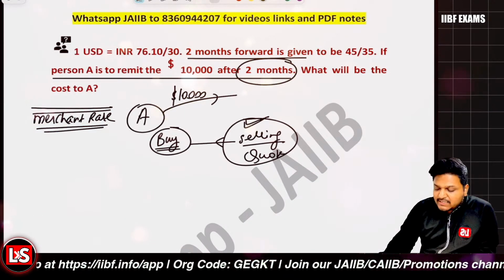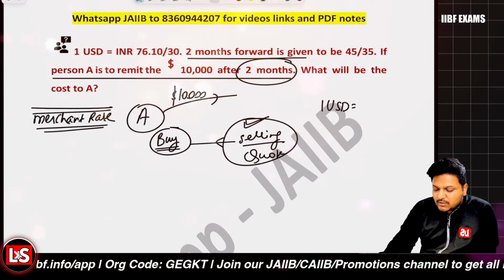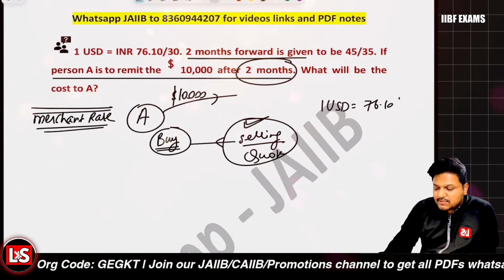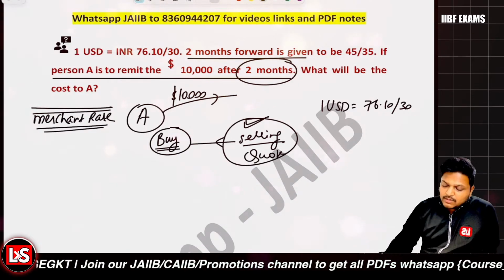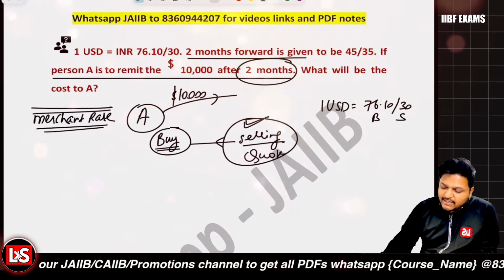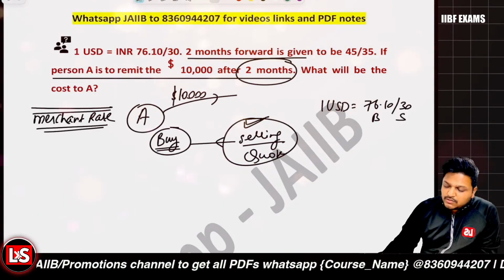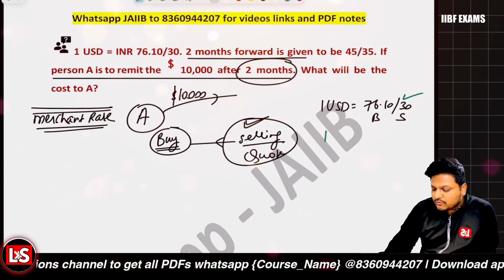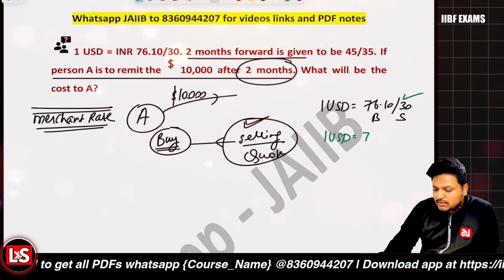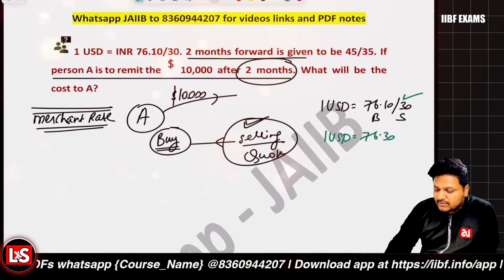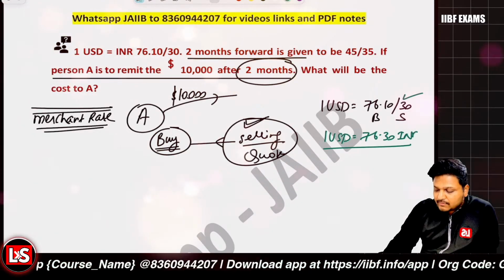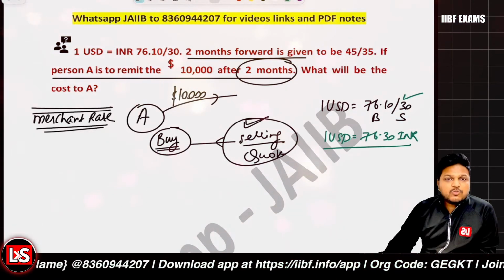So the spot rate is given. 1 USD is equal to 76.10/30. So this is a buying rate. This is a selling rate. We have to go for the selling quote. So this price is to be looked into. So 1 USD is equal to 76.30 INR. This is the price we have to look into.